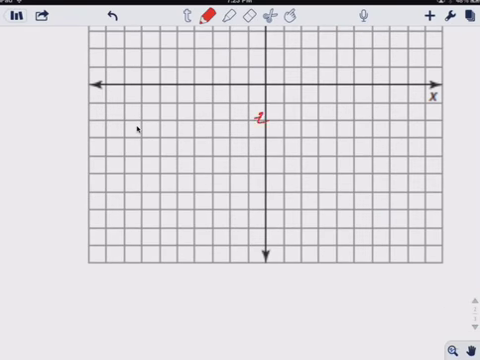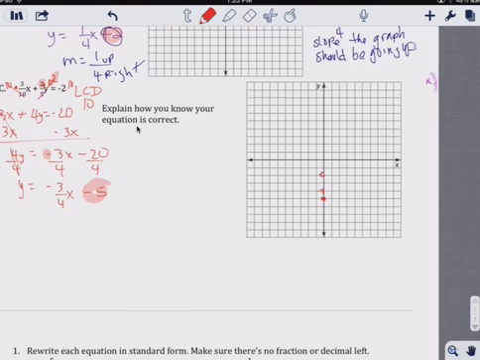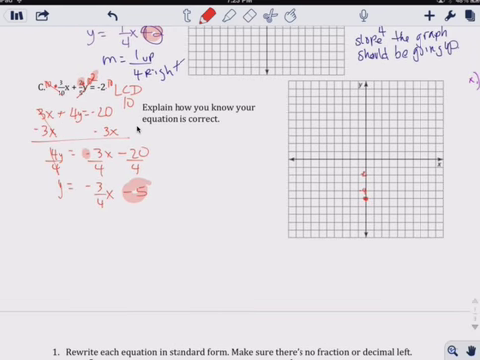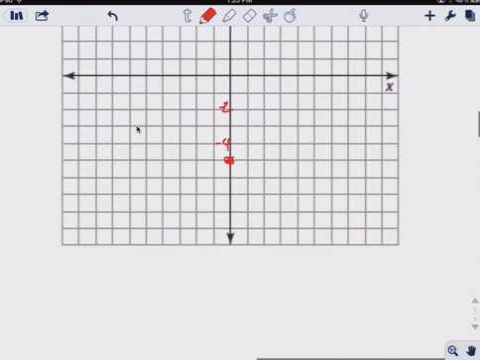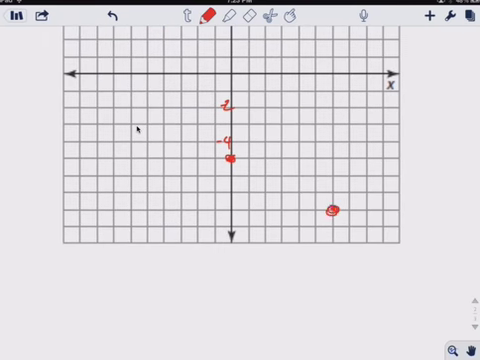Negative 2, negative 4, negative 5 right there. And then from there, the slope is negative 3 over 4, that means down 3, right 4. Down 3, right 4. Right there. Run out of room, go up 3, right 4. Up 3, right 4.